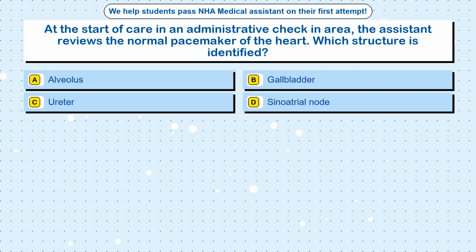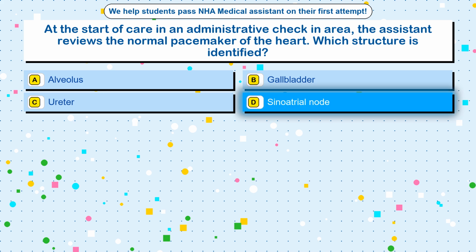Question 10. At the start of care in an administrative check-in area, the assistant reviews the normal pacemaker of the heart. Which structure is identified? Option A. Alveolus. Option B. Gallbladder. Option C. Ureter. Option D. Sinoatrial node. The correct answer is option D.